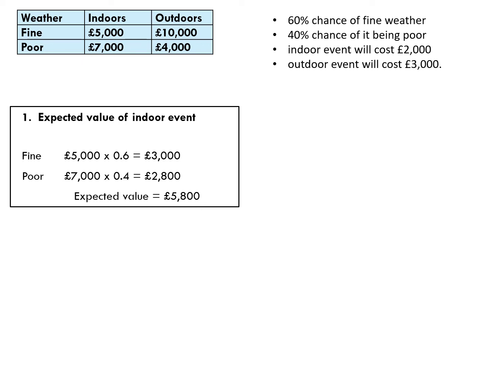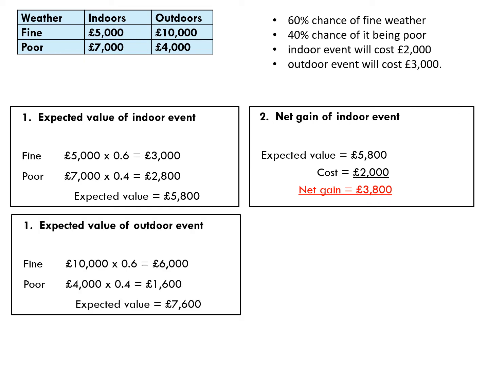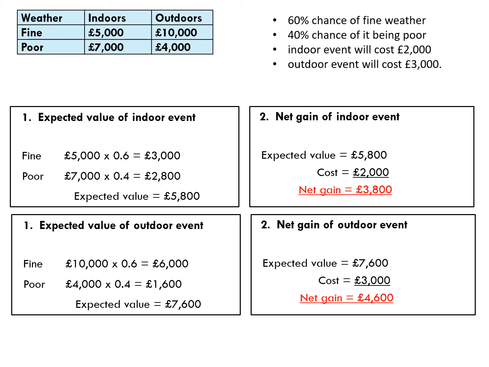So what would I gain from holding the event indoors? Well, I also have to take off the cost of the event. So when I subtract the cost of the event, I get the net gain. The net I'm going to gain of holding my event indoors is £3,800. If I was to do the same for the outdoor event, the expected value of holding the event outdoors is £7,600. And so the net gain, when I take off the cost of holding it outdoors, would be £4,600.